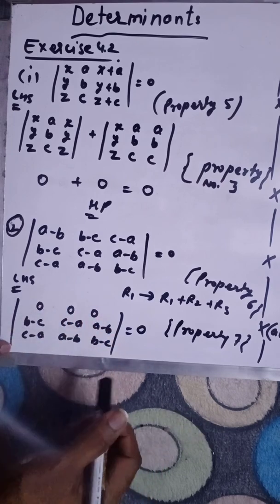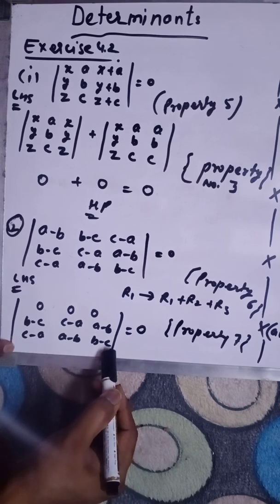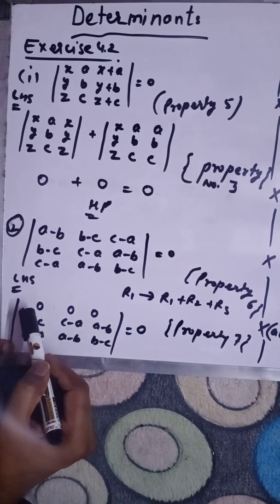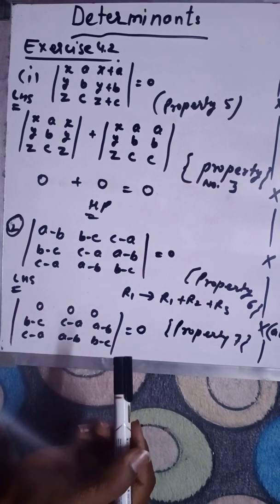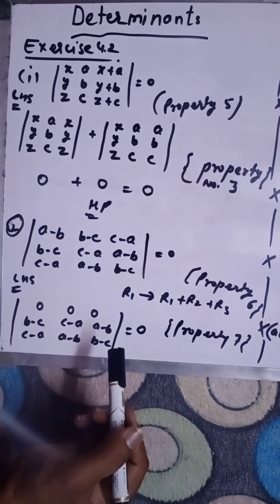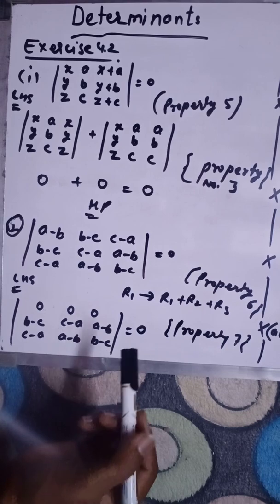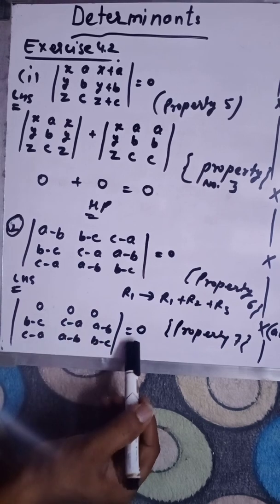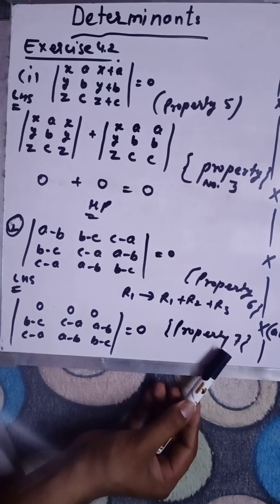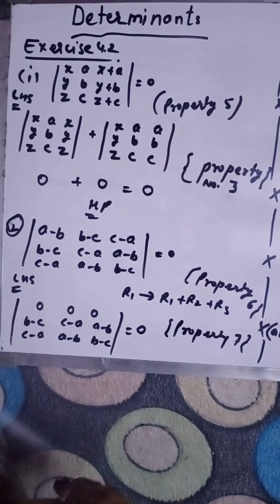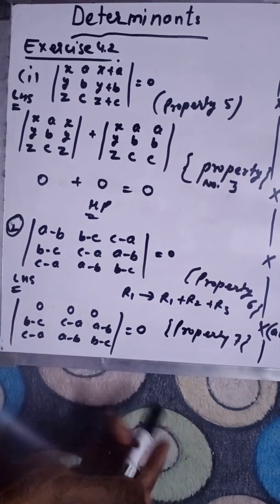After getting this step, as we know, if in any one row or any one column all the elements are 0, then the value of the determinant will be 0. That is property number 7, which we discussed in the previous video. So these are 2 questions from your NCERT.